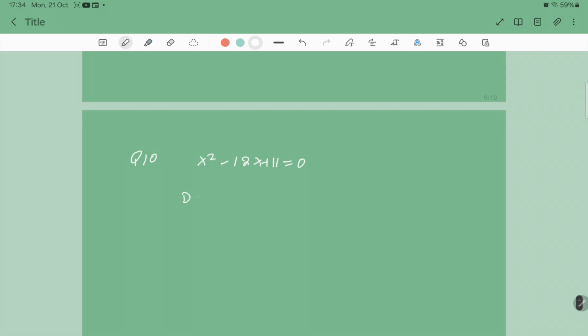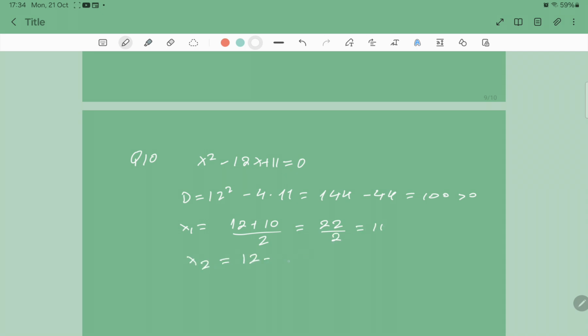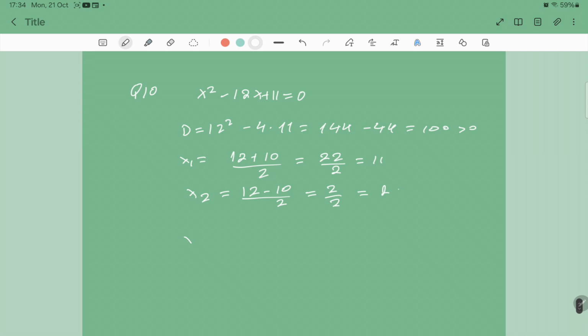And the last one, the discriminant, is 12 squared minus 4 times 11. 144 minus 44 equals 100. x1 equals 12 plus the square root of 100, which is 10, divided by 2. 22 over 2 equals 11. And x2 equals 12 minus 10 divided by 2. 2 over 2 equals 1. So the factorization of this polynomial, once we have the roots, is 1 times x minus 11 times x minus 1, and this is equal to x minus 11 times x minus 1.